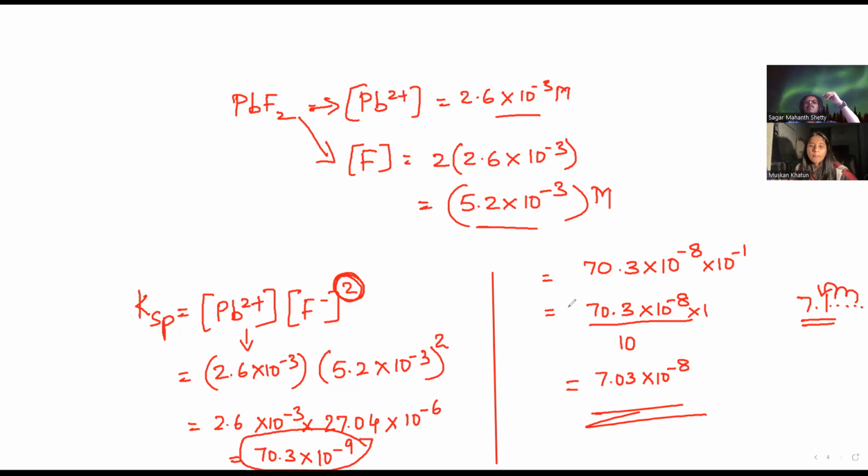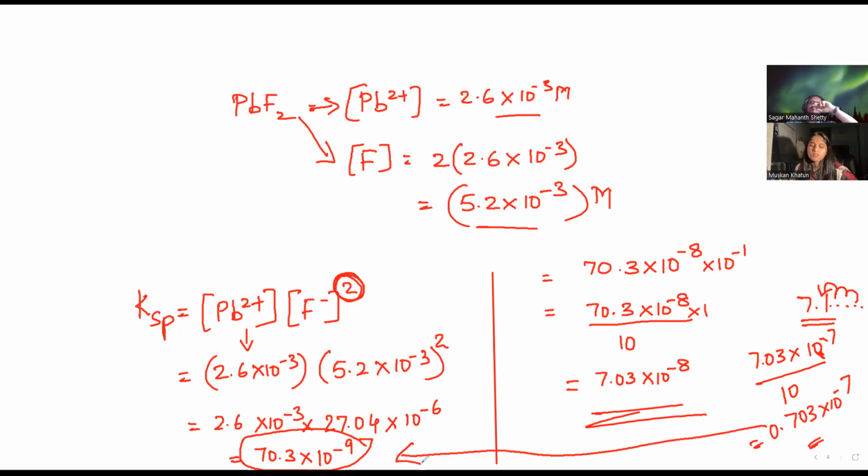Now suppose I pull down another one. If I make this 7.03, I'm going to split this minus 8 as minus 7 and bring one of the tens down. Then this would be 0.703 into 10 to the power of minus 7. This and this are technically the same. Yes, the same thing. Only the decimals are moving one by one to the left. So in the exam, even if I make it 0.703, that answer is still correct, technically correct.